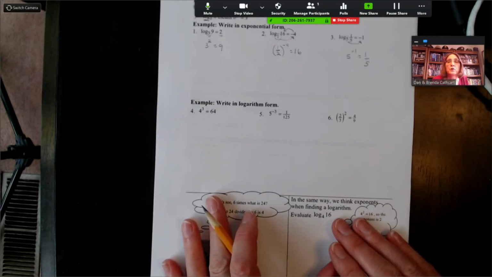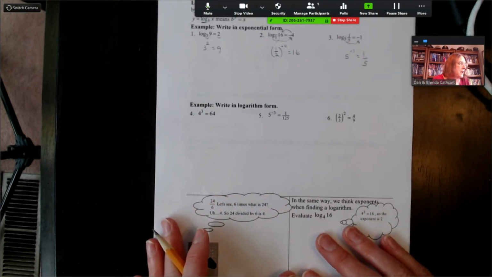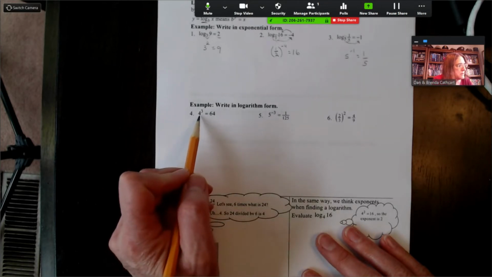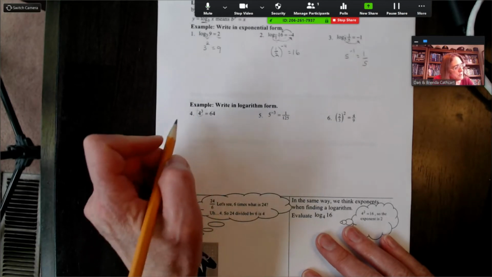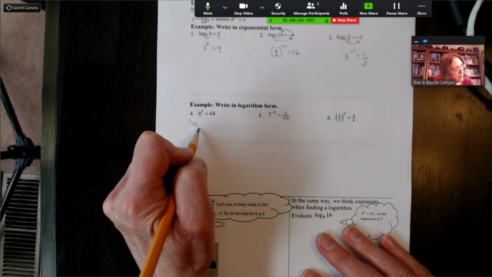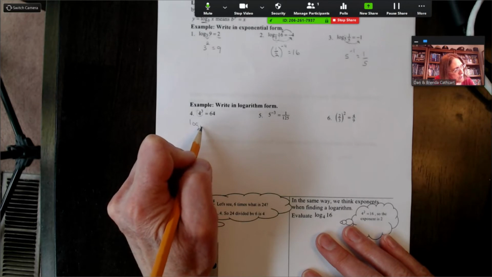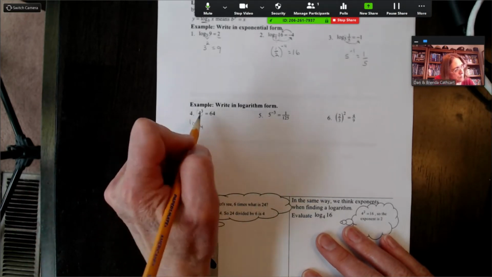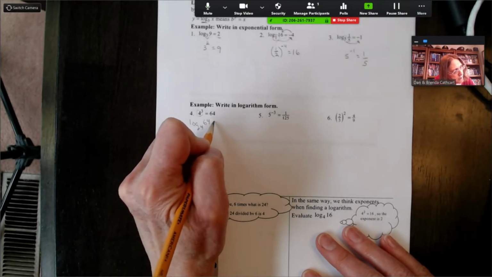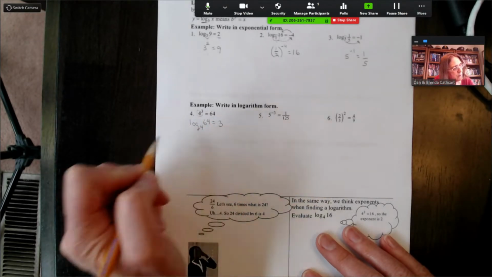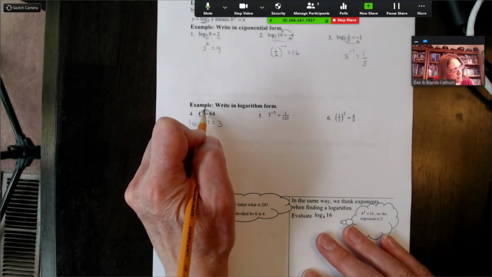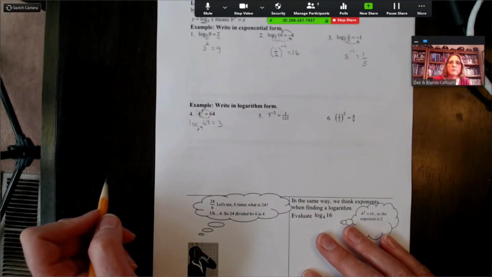In our next group, we're going to go the other direction. We're going to take an exponential form and write it in logarithm form. So again, we're going to start by identifying the base. The base is 4. So in this case, we're going to write log base 4, written as a subscript, of 64, and that equals the exponent of 3. We can look at it as being kind of a little loop where we go back and forth.